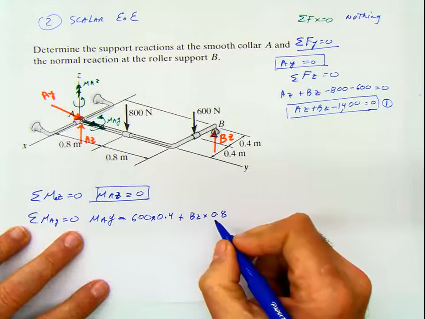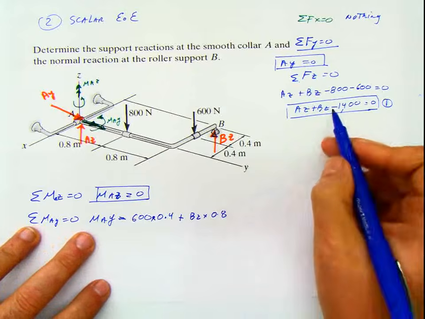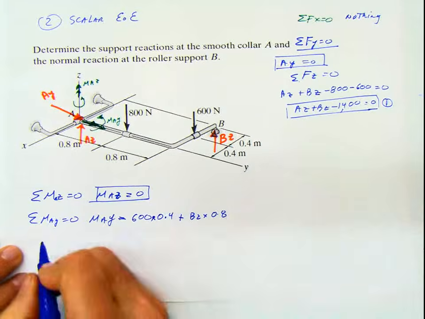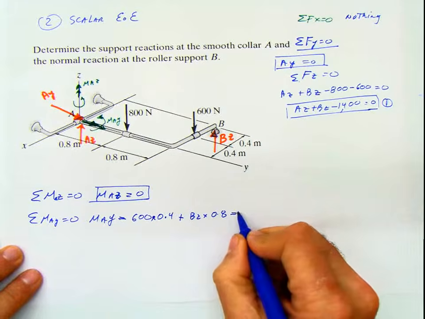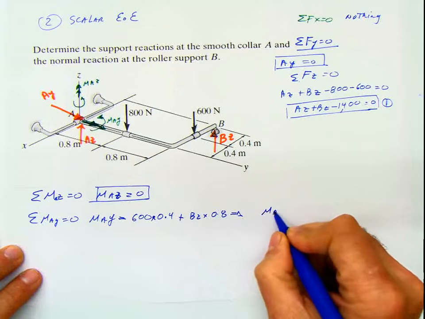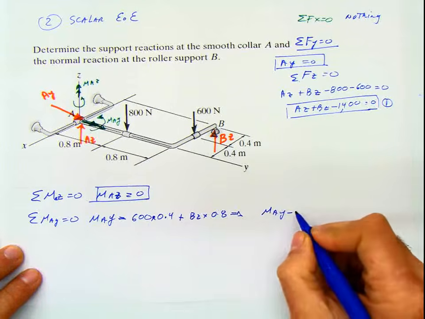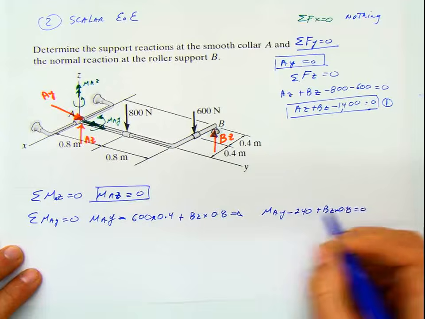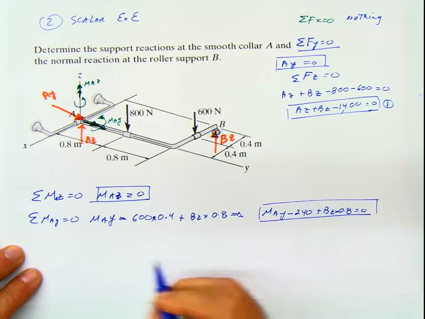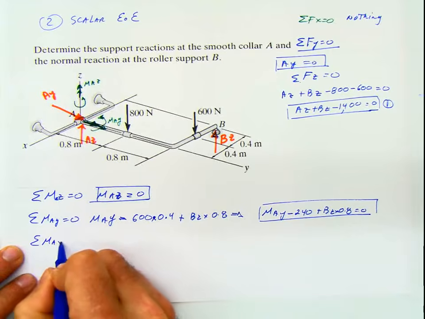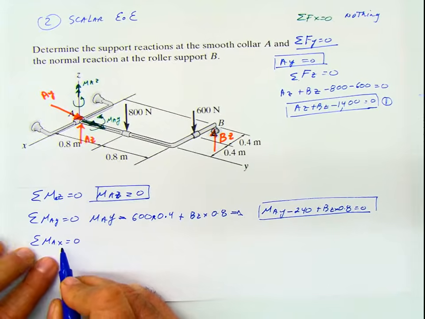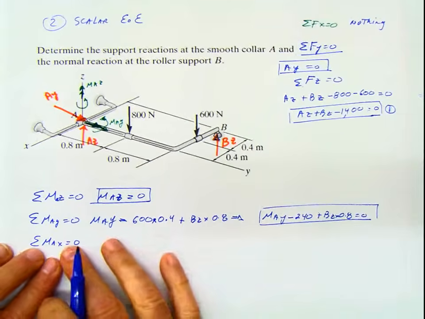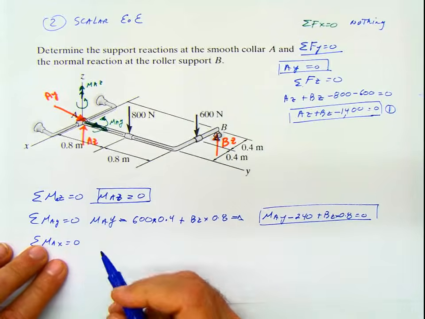And from here, I still can't do anything because I don't have BZ anywhere. So from here I can just express one equation and say MAY minus 240 plus BZ times 0.8 equals 0. And if I start with summation of moments at A with respect to x equals 0, that's the original one, the one that I was supposed to start with. I'm just showing you what happens when you start from the point that you shouldn't start with.